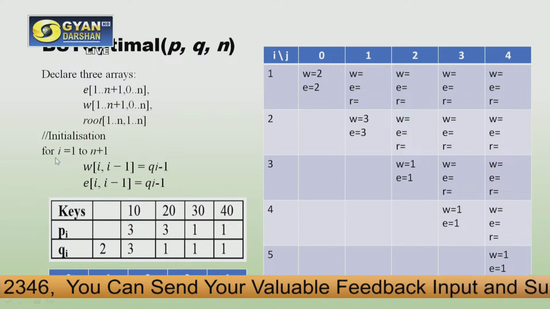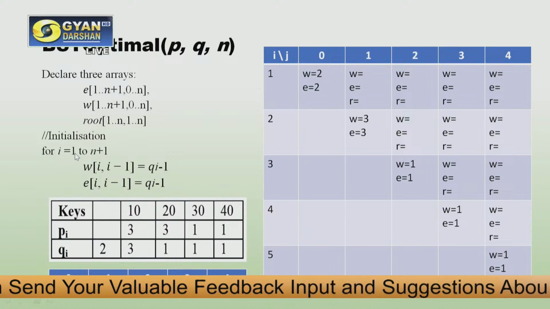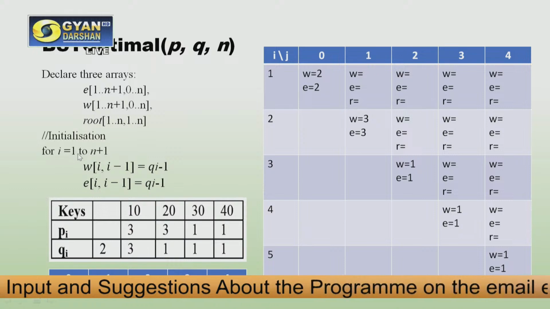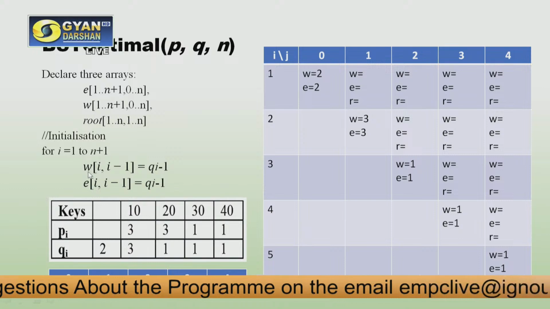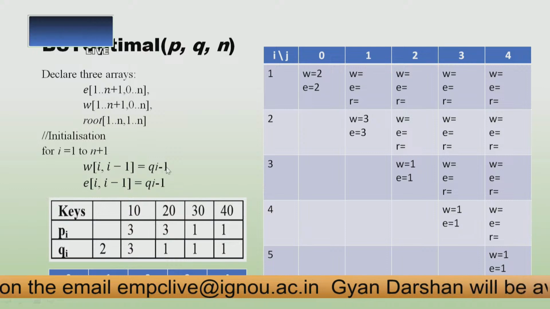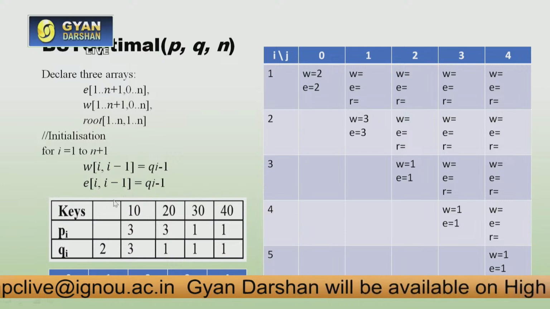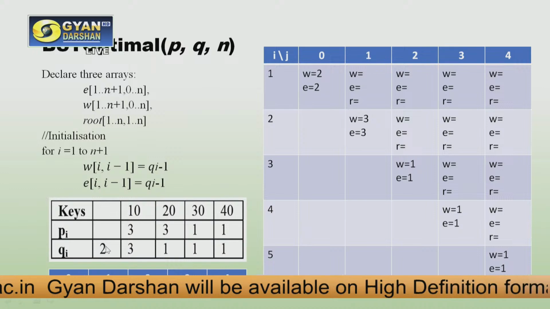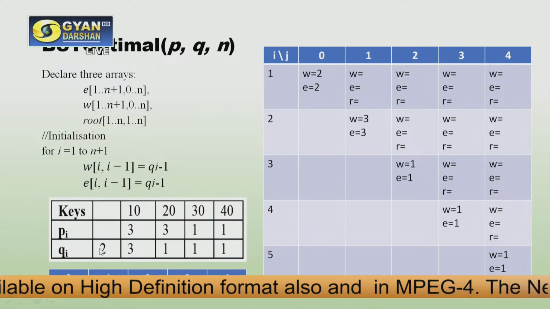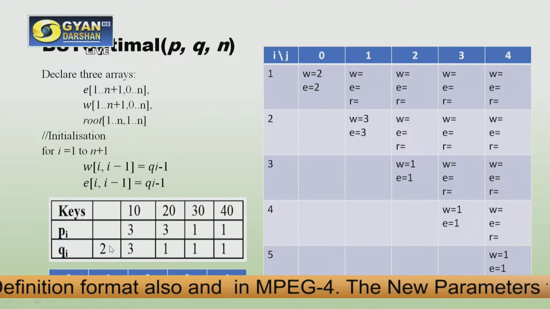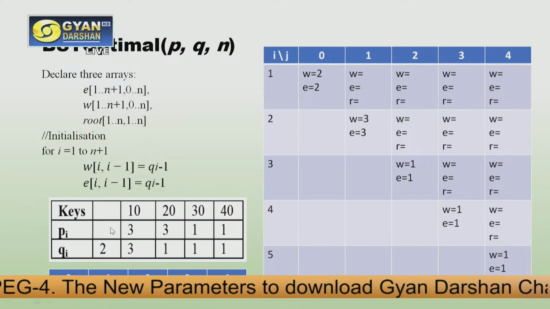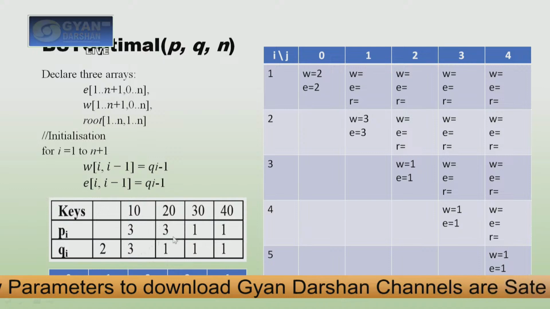And for initialization, what are we going to do? For i equals 1 to n plus 1, the value of i is going to vary from 1 to n plus 1. Now note this particular thing: W[i, i minus 1] equals q[i minus 1]. That was the initial probability. Now the initial probability in this particular case is actually 2 by 16, and we are just taking it as 2 for the display's sake. Otherwise the probability is 2 by 16, with division by 16 assumed in all these probabilities.